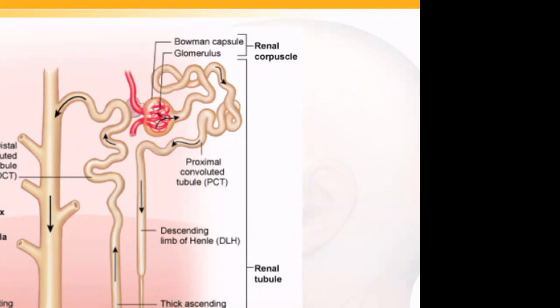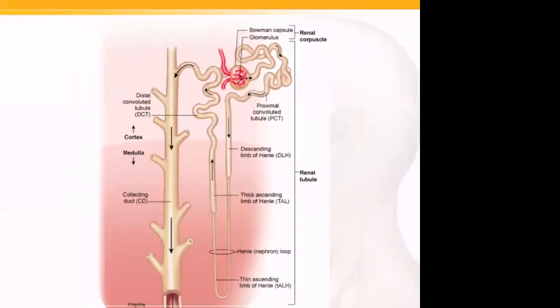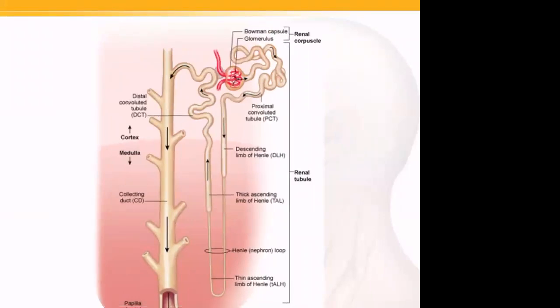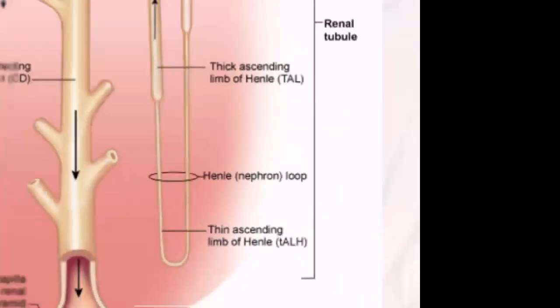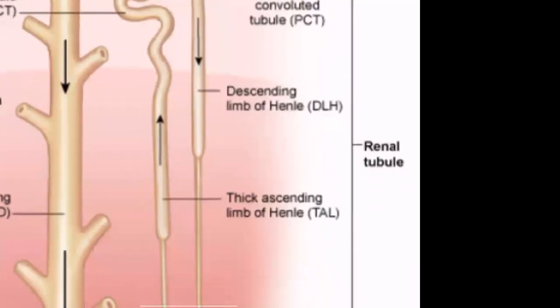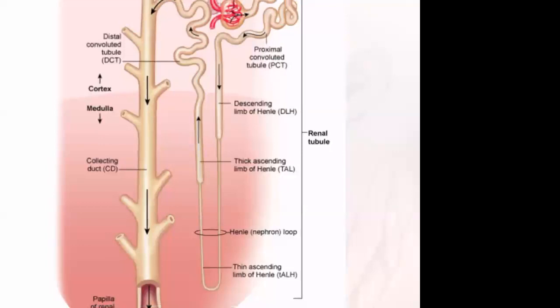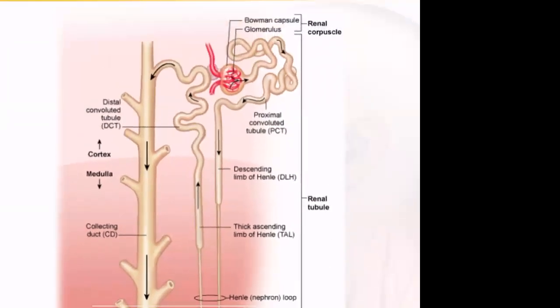So the filtrate, the stuff that was pushed out of that capillary cluster called the glomerulus, is collected in the Bowman's capsule, which then that filtrate moves into the proximal convoluted tubule. From there, that filtrate moves down this long part called the loop of Henle. And you can see how some areas are thick, some areas are thin, some areas are going down, some areas are going up. But that whole thing is called the loop of Henle. Then the filtrate moves into another convoluted tubule. But this one is further from the starting point. So it is called the distal convoluted tubule.